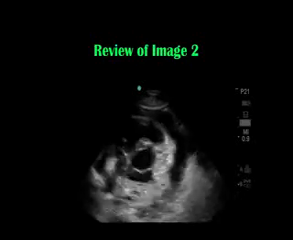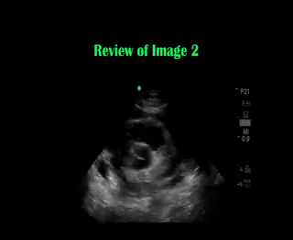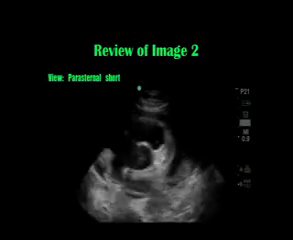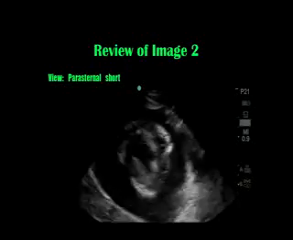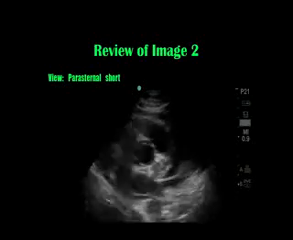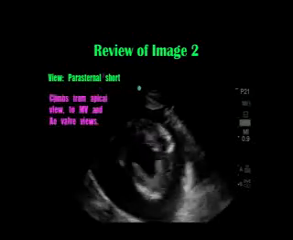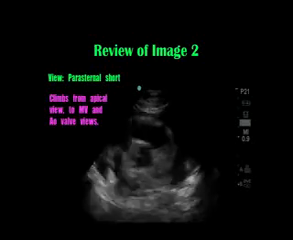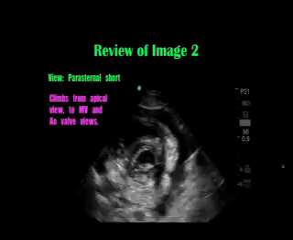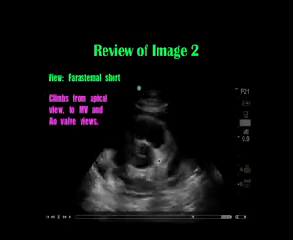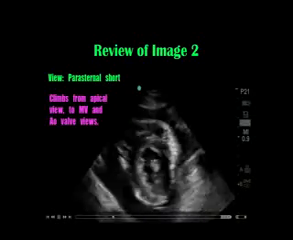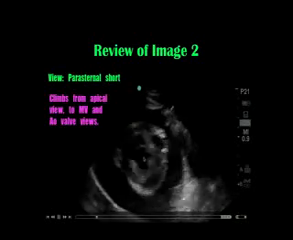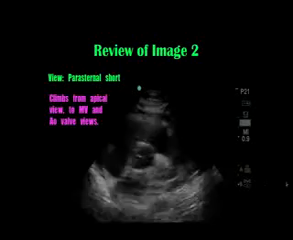Now here's image number 2. This is a parasternal short view, which can be obtained by doing a parasternal long and rotating the probe 90 degrees. We climb from the apical view to the mitral valve and to the aortic valves, so let's take a closer look at that. First, we start off down at the apex, move up to the mitral valve, and now here's the aortic valve coming through. Apex, mitral valve, aortic valve.